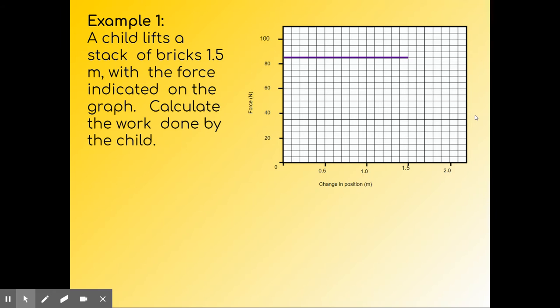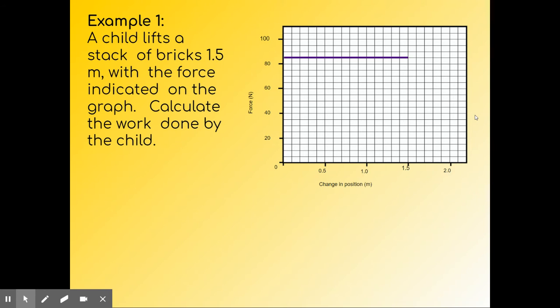I talked about how recently we've been talking about work in one direction, because remember it's parallel. Force has to be in the same direction, whether it's forward or back, as the motion's movement. So we're going to start really simple. We're going to look at this graph right here. If you have a child lifting a stack of bricks at 1.5 meters with the force indicated on the graph, you want to calculate the work.